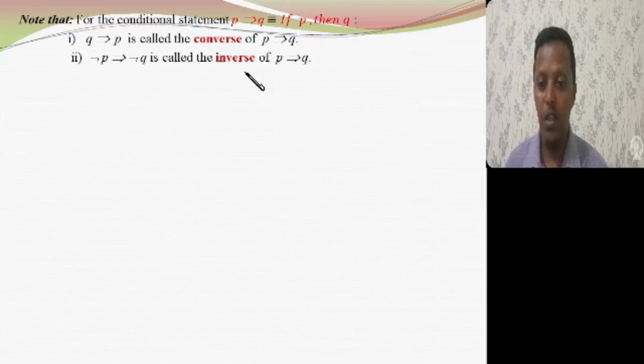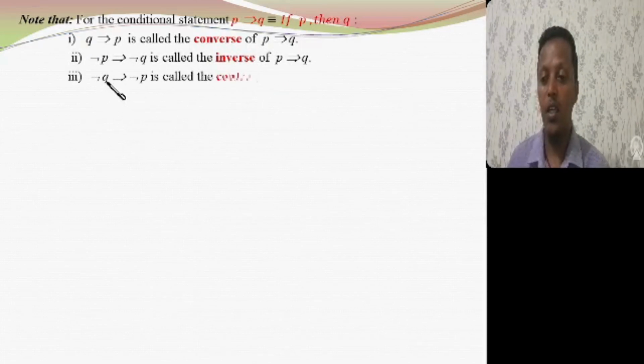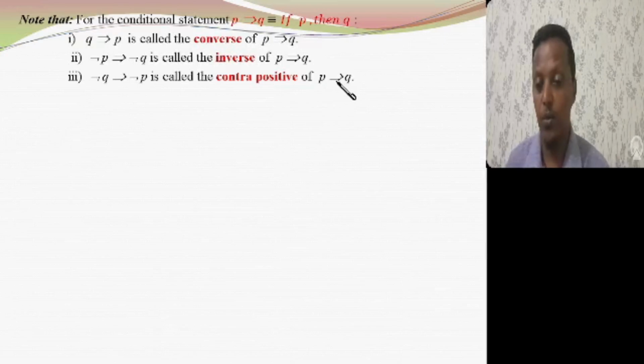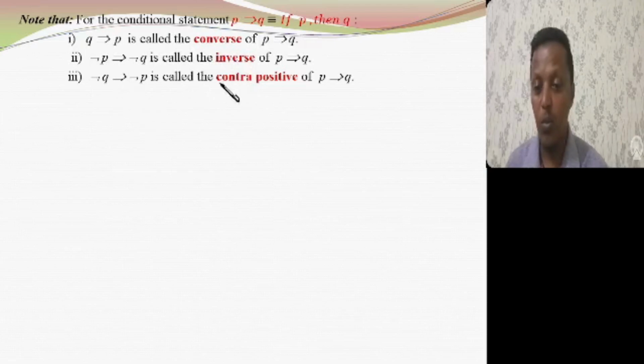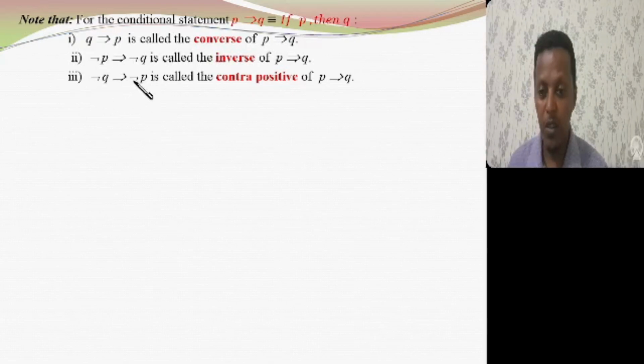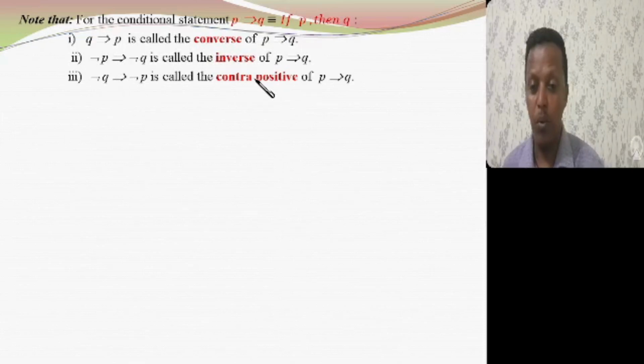This is the inverse of P implies Q, and negation Q implies negation P is the contrapositive of P implies Q. So given a conditional statement, we can find the converse, inverse, and contrapositive. The contrapositive: the negation of Q implies the negation of what? P. This we call contrapositive.